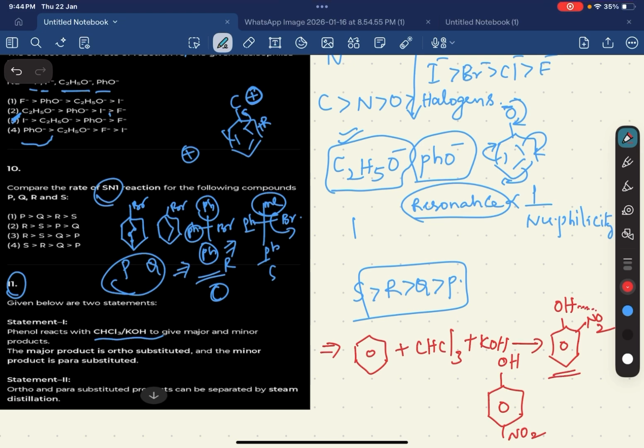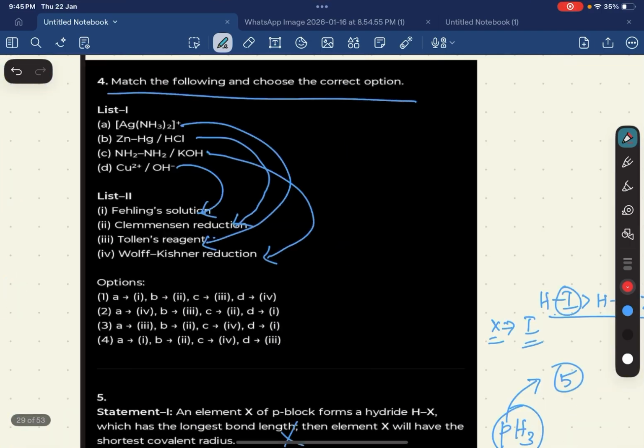Since it is more volatile, it easily goes with steam, so that with steam distillation, orthonitrophenol and paranitrophenol can be separated. So ortho-paranitrophenol, in that case, this is the major product, this is the minor product. Everywhere we tell para is major, but in this case ortho is major, students, due to intramolecular hydrogen bonding. And also it is steam volatile, para is not steam volatile. So hope it is clear. So that's the reason both statement 1 and statement 2 are correct. So these are the questions.